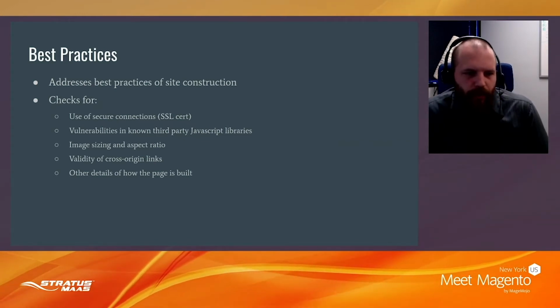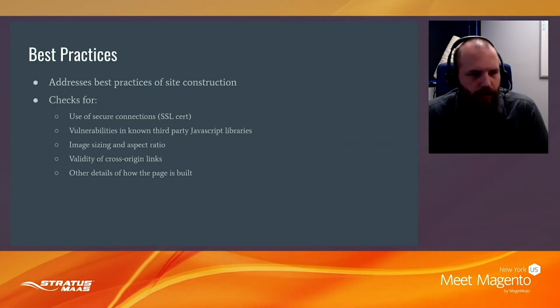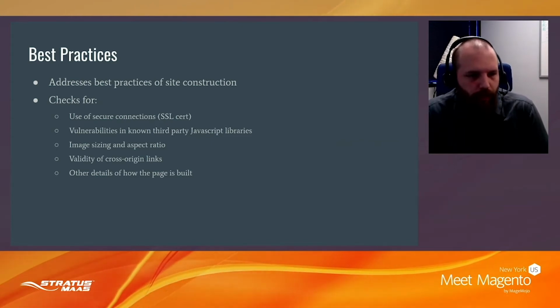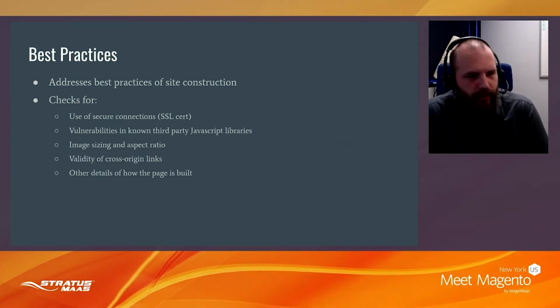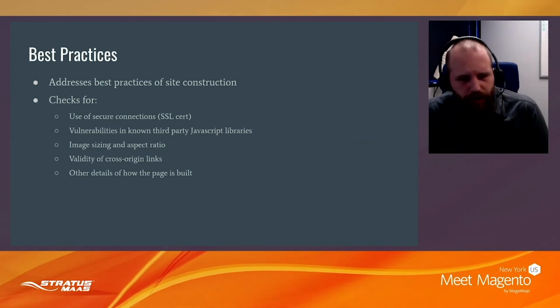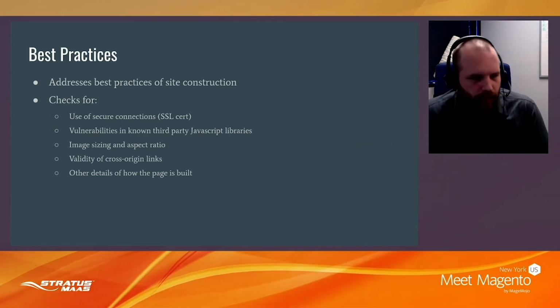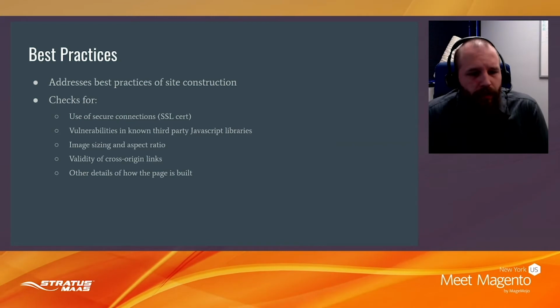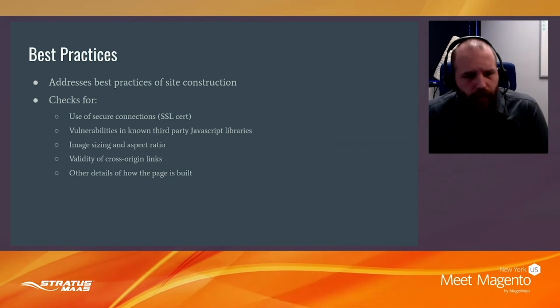You'd end up downloading that huge image and just scaling it down at the time of load instead of downloading it at the size that you're actually rendering it at. Also, we'll check aspect ratio, whether you've distorted the image or not. It's going to check for validity of cross-origin links.